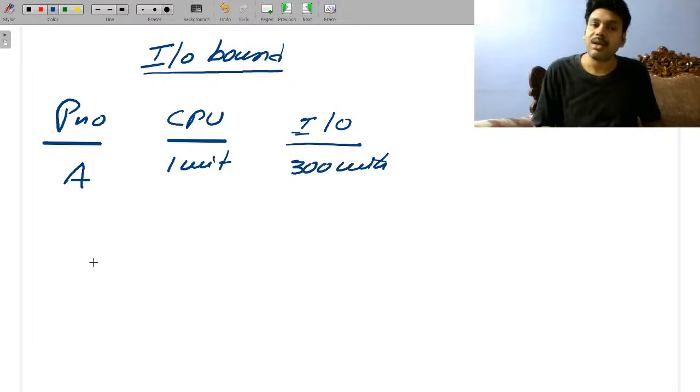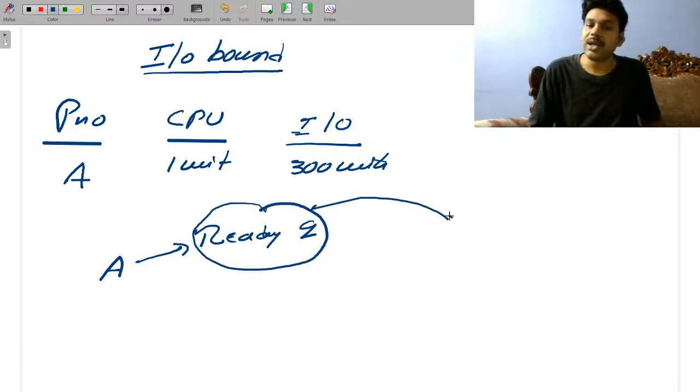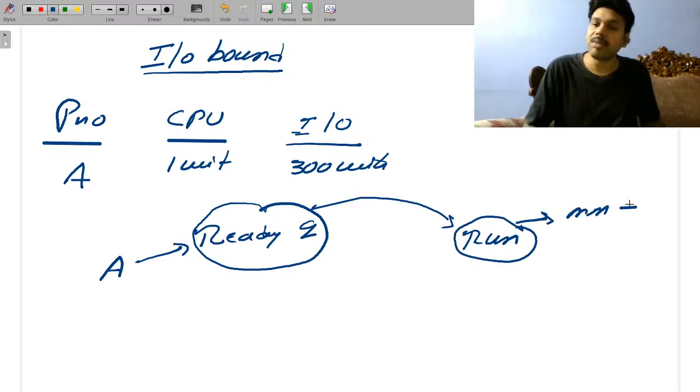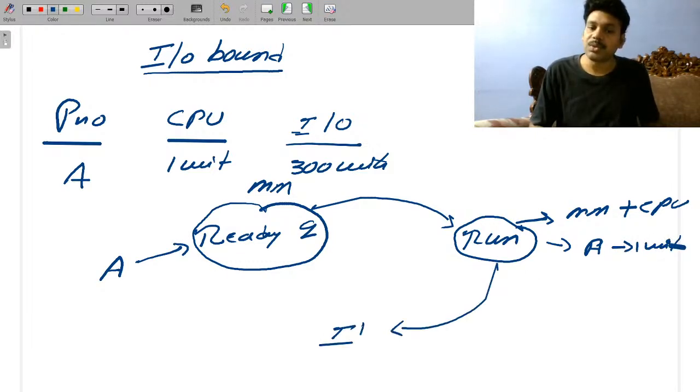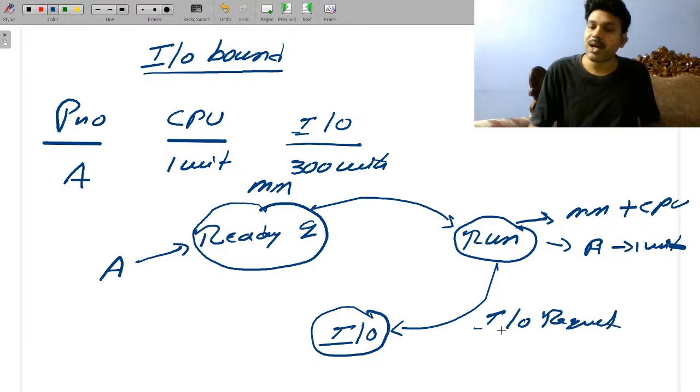Now what is going to happen? As soon as A enters the ready queue, immediately it is handed over to the run state. The run state is nothing but, please observe, we are accessing main memory as well as the CPU. After executing process A for 1 unit of time, immediately there is a requirement of IO. So an IO request is given and it enters IO. Then the IO A requires is almost all 300 units of time.